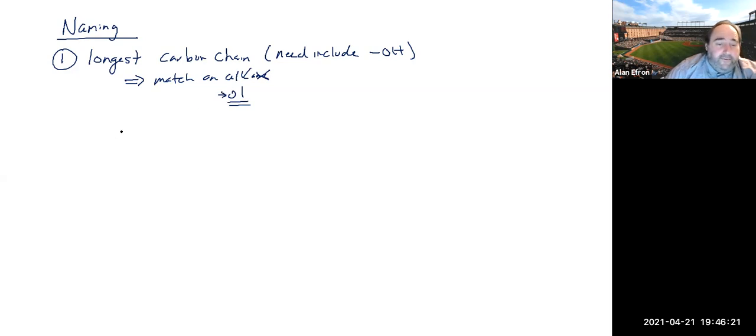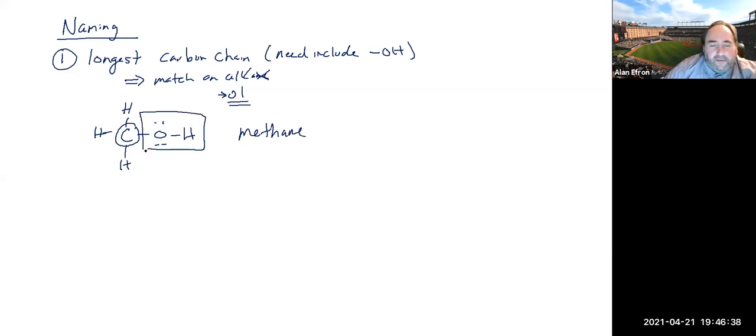So for example, if we had this guy right here, this is one carbon, which is based off of methane. It has the OH group, which tells us it's an alcohol. This would be known as methanol. Drop the last part and put OL at the end of it. So drop that last part, put the OL.